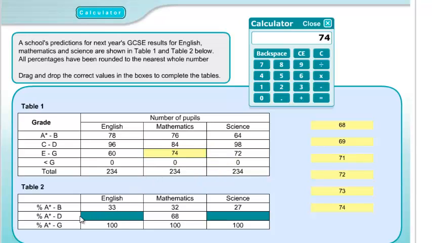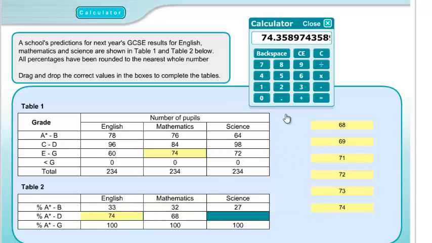For this one, the English percentage getting A star to D, let's have a look at that. A star to D is going to be 78 plus 96. So let's do that. 78 plus 96 is 174, and I'm going to divide that by the total of 234, and I'll times 100 to get it into a percent. So 74.35. We only want it to the nearest whole number, so 74 will be our answer for this one too.